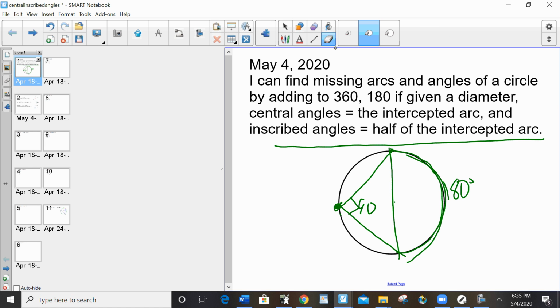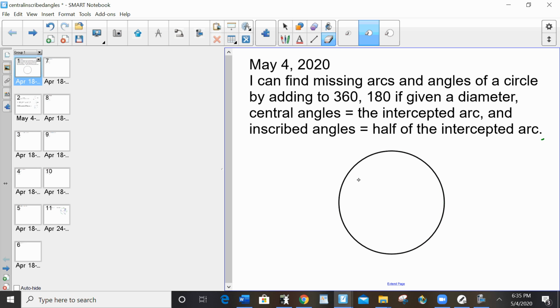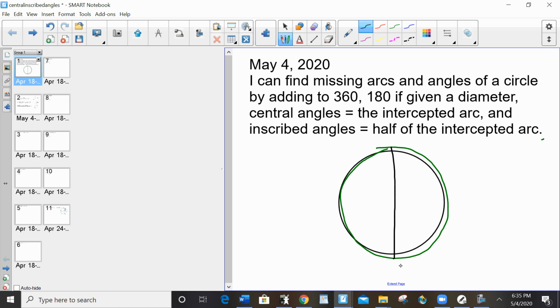So let's sum up what we've talked about. The full arcs of a circle add to 360. If a diameter is drawn, then each half is 180. A central angle is equal to the intercepted arc. An inscribed angle is half of the intercepted arc. So let's do some examples.